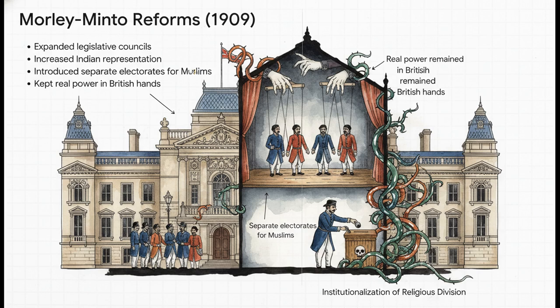They cracked down hard on the revolutionaries, but they tried to win over the moderates with something called the Morley-Minto reforms in 1909. It looked good on paper, more Indians in the legislative councils, but it was mostly for show. The British kept all the real power. And hidden inside these reforms was a poison pill: separate electorates for Muslims. This officially wrote religious division into India's political system, a move that would have absolutely devastating consequences down the line.